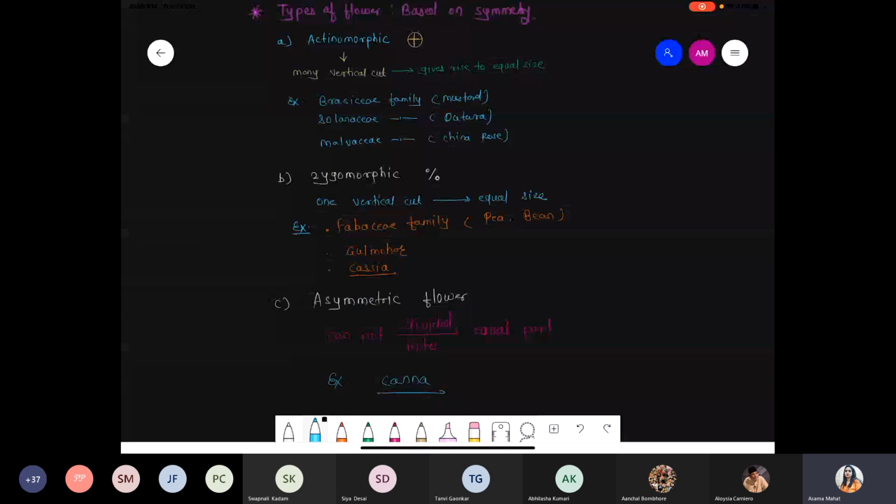So basically, these are the types of flower based on the symmetry. Actinomorphic means when we cut, that time it's divided into equal size. Then we discussed the zygomorphic. There is one specific cut, one vertical cut. They produce the equal size of the flower. And asymmetrical, उसको कैसे भी cut करो, कितना भी cut करो, equal half में divide ही नहीं होगा. Example is canna. Got it?